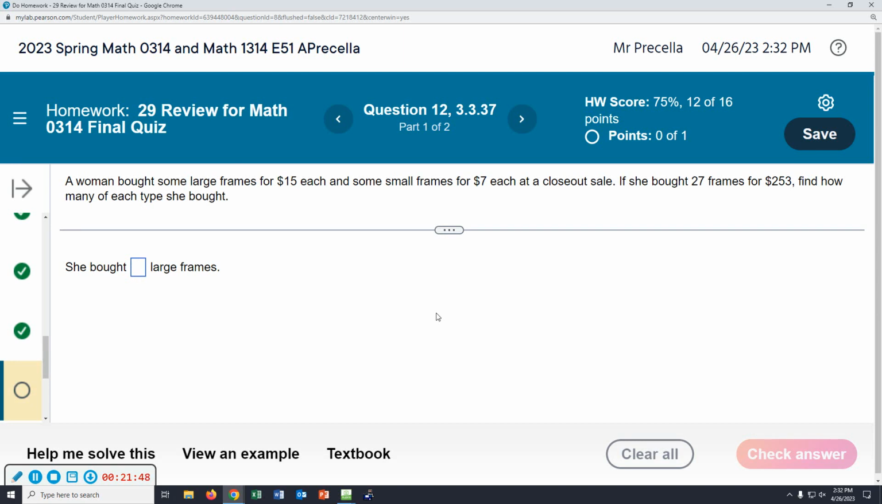Another one like the last time. Yes, I think we decided these were picture frames. A woman bought some large picture frames for $15 each and small frames for $7 each at a closeout sale. If she bought 27 frames for $253, how many of each type she bought?